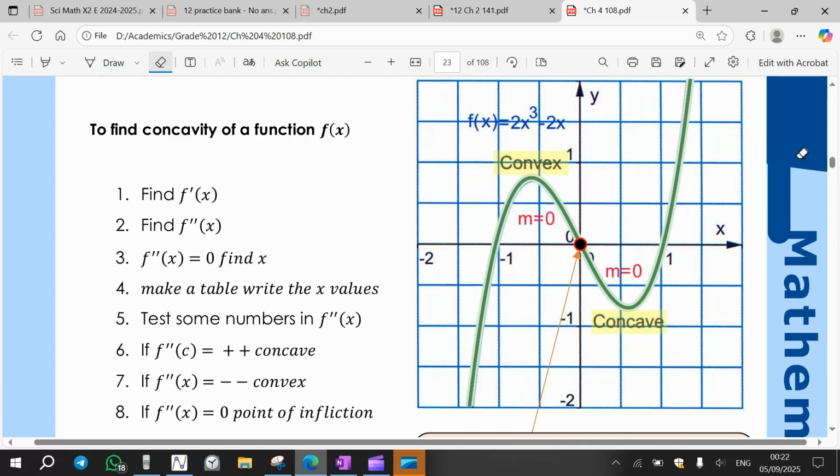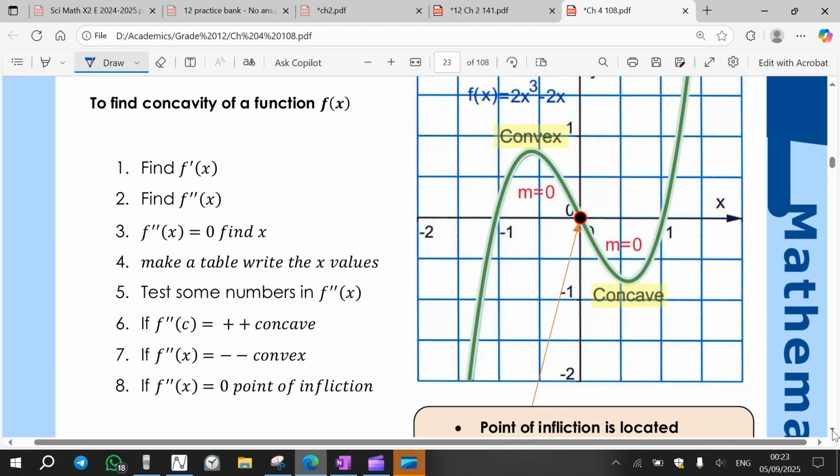Finding intervals of concave and convex graphically is quite easy, but what if we have a function with no graph given? Then we need to follow these steps. Step 1, find the first derivative. If needed, simplify. Step 2, find the second derivative. And then to find the point of inflection, we need to set the second derivative equal to 0. Solve this to find x. The point of inflection is this point, which is located between concave and convex.